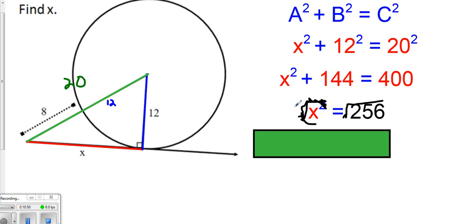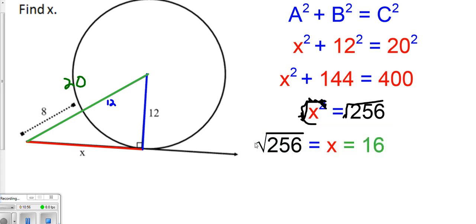So this side is just x. And then we'd still have the square root of 256. So we'd say the square root of 256 equals x. And we can simplify that because the square root of 256 is exactly 16. So x equals 16 in this case.